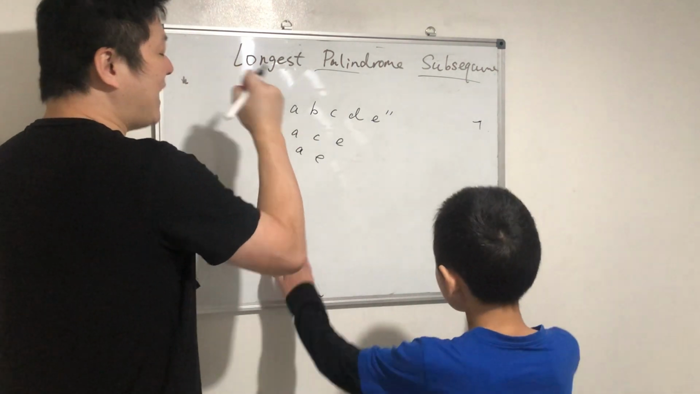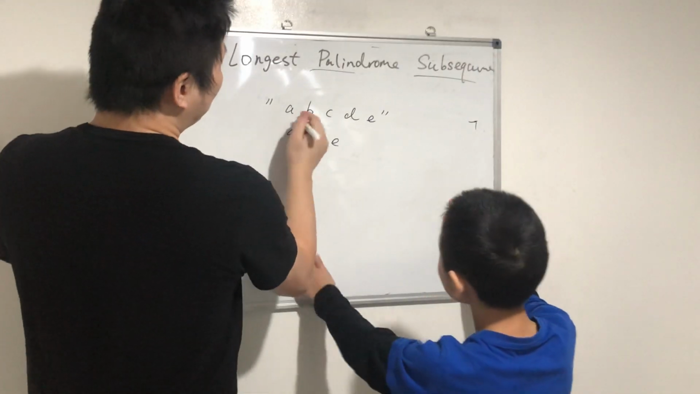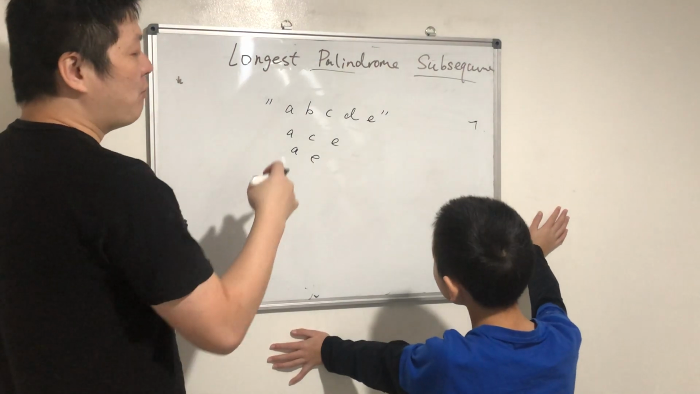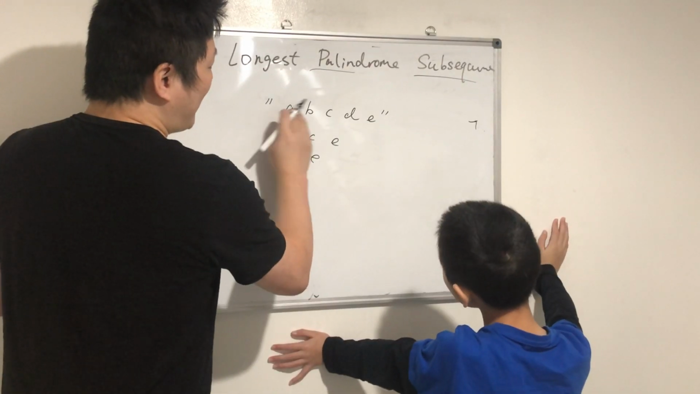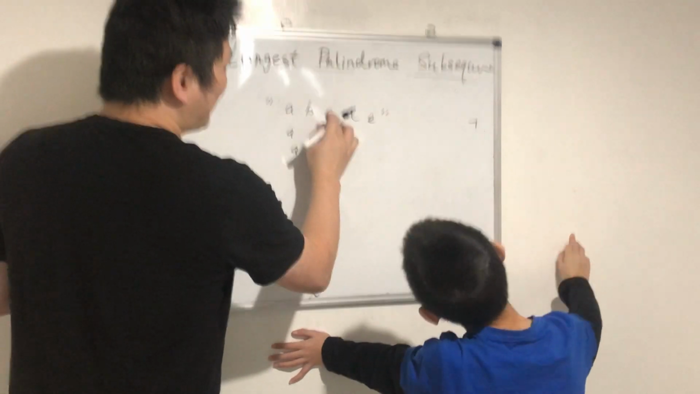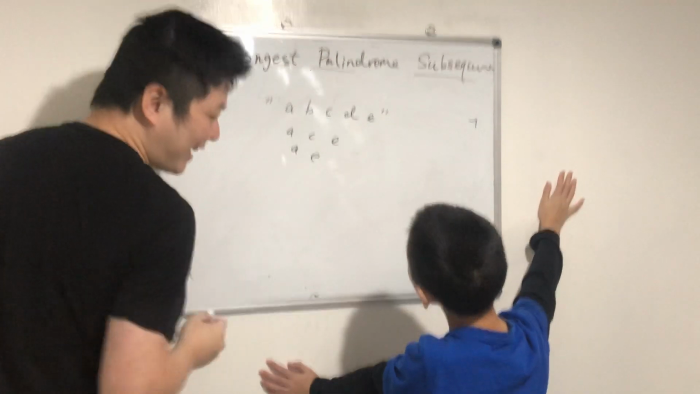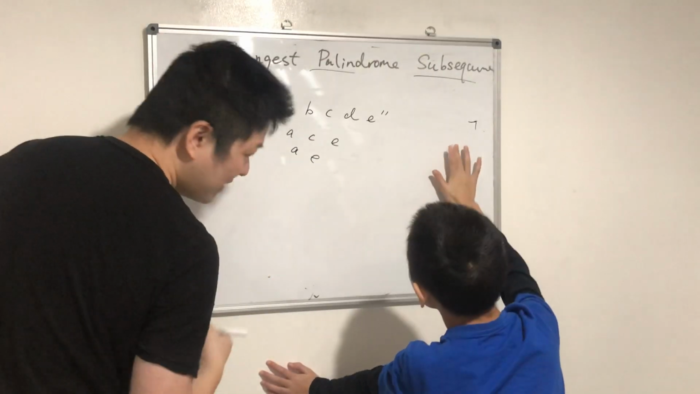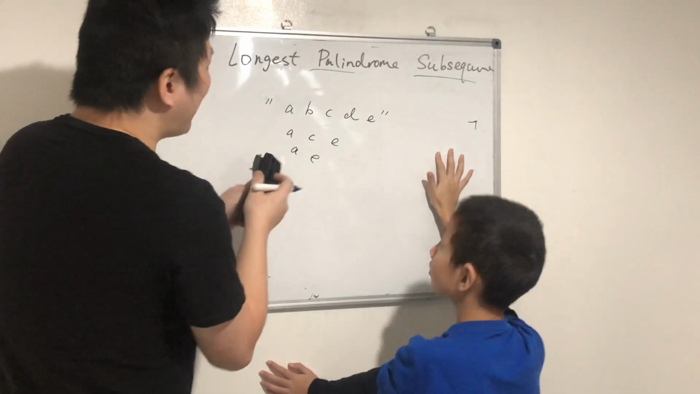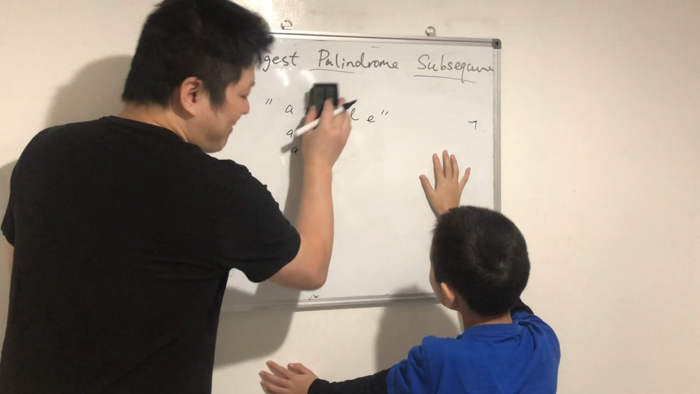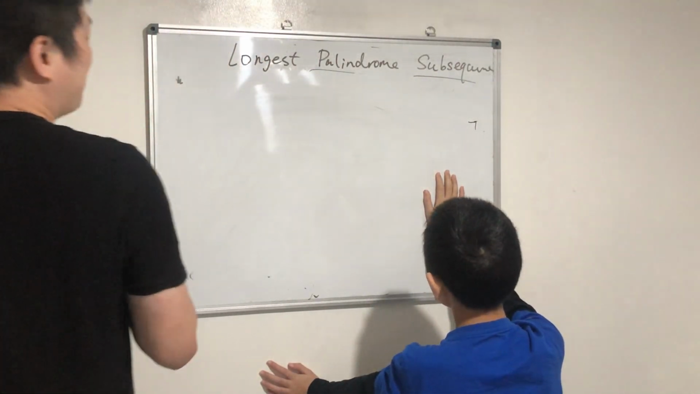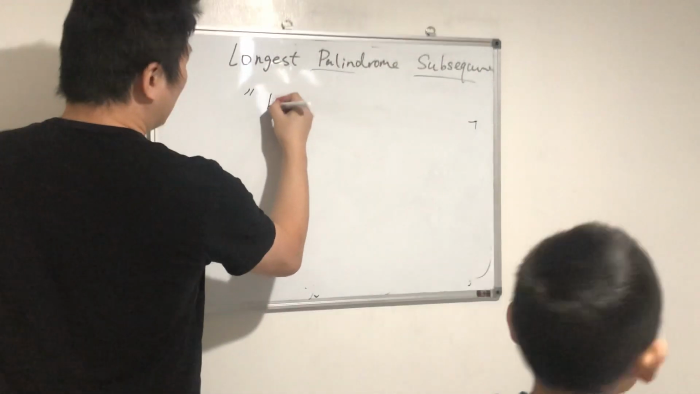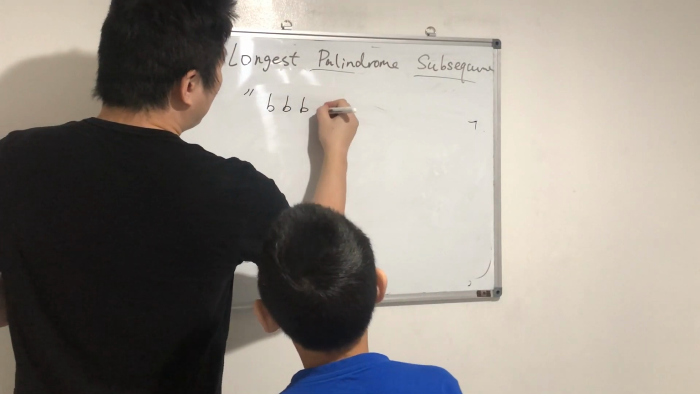Basically, you can delete none. When you delete none, it's A, B, C, D, E. Or you delete one or more. You can delete one of them, and it will be A, C, D, E, or A, D, E. Do you get it? But the order should not change. So basically, you can erase any characters. Okay, so the longest palindrome subsequence, for example, like B, B, B, A, B.